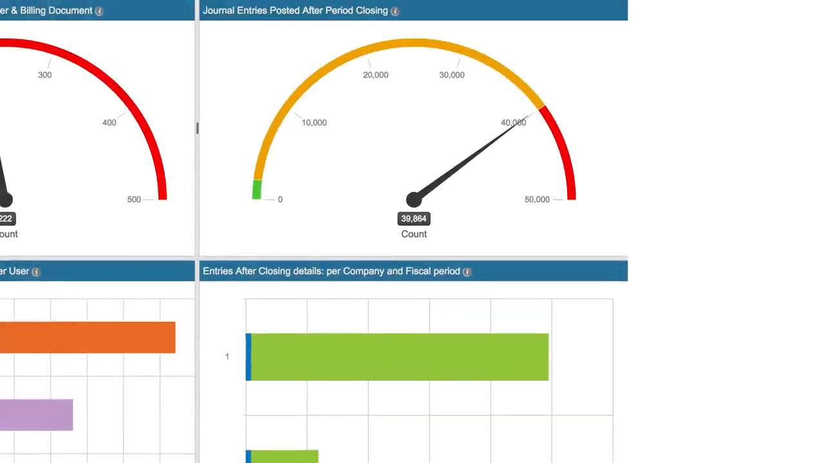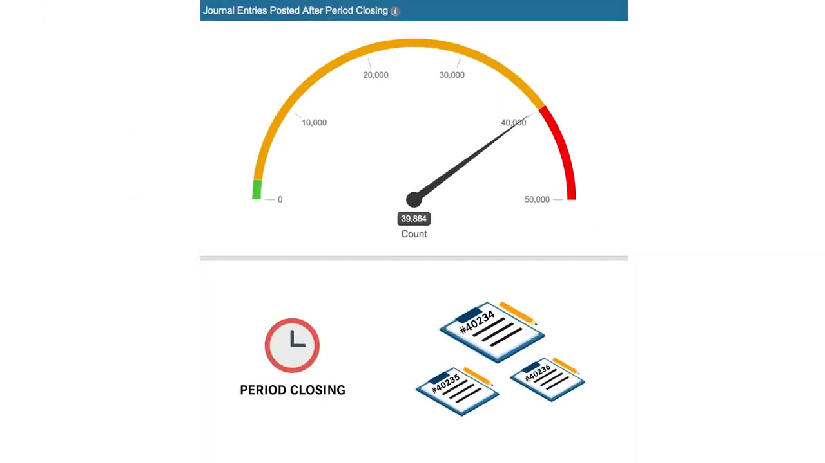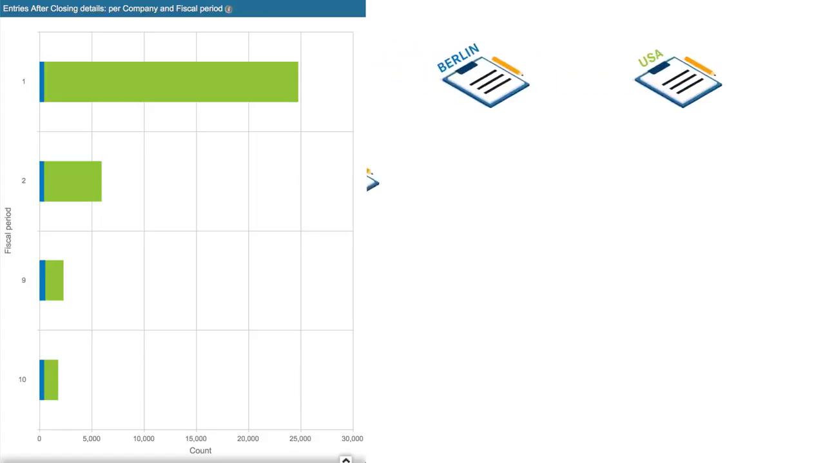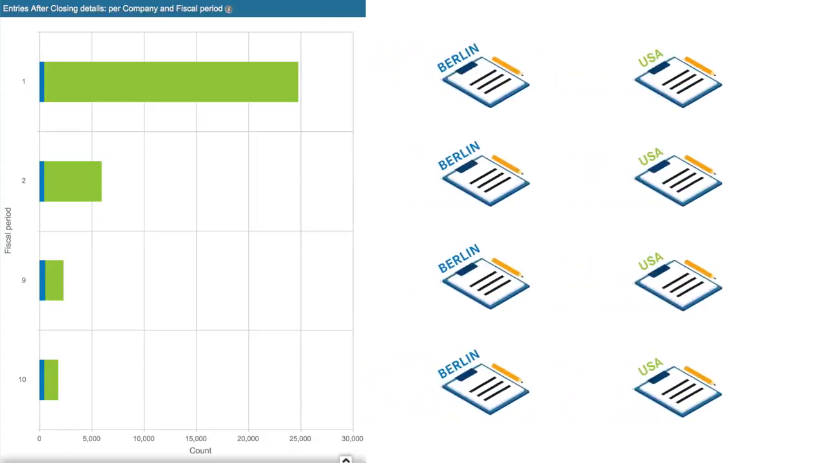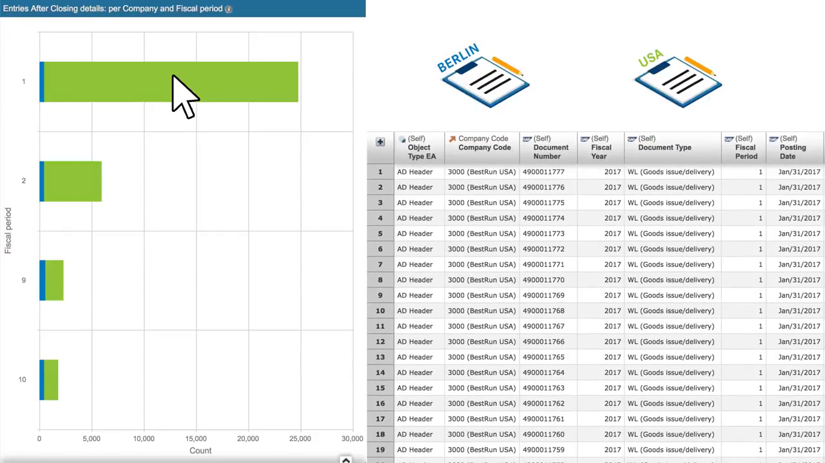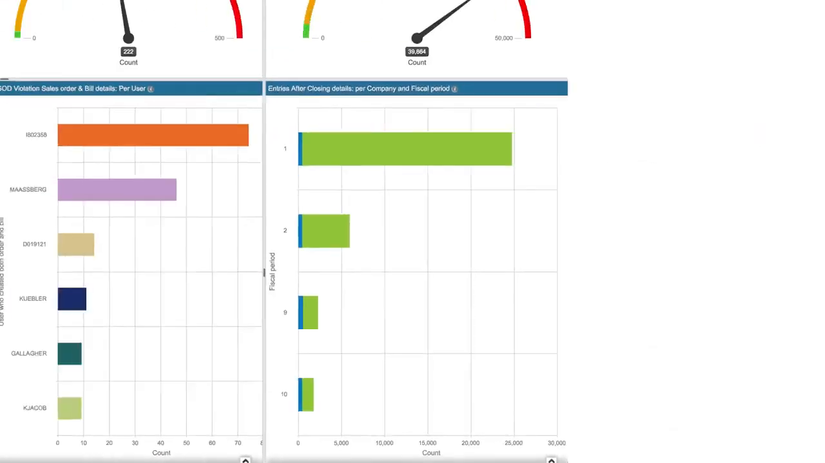The last column shows all journal entries that have been entered after the closing of a fiscal period. As with all gauges and graphs, the safe and critical limits can be customized. In this example, we are reaching the critical area of 40,000 entries. Most entries have been added in one period. This graph includes both the German and United States locations of our example company, shown in blue and green. When we drill down into the more than 24,000 entries from the US location, we can see who is responsible for each entry and perform further analysis.